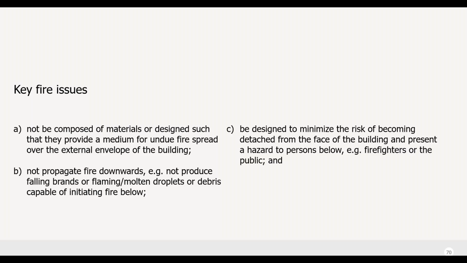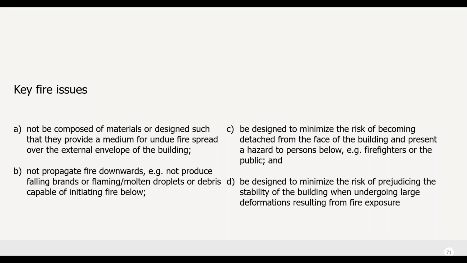Next, they should be designed to minimise the risk of becoming detached from the face of the building and present a hazard to persons below, i.e. firefighters or the public. And finally, they should be designed to minimise the risk of prejudicing the stability of the building when undergoing large deformations resulting from fire exposure. The guide goes into further detail to explain what this means, and I will now discuss that in detail.